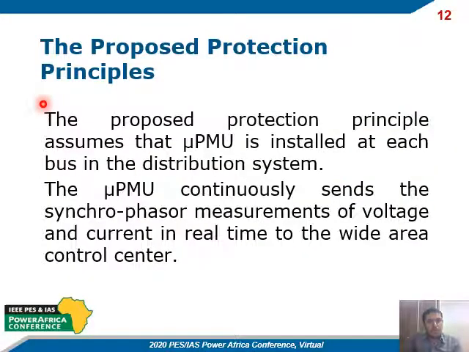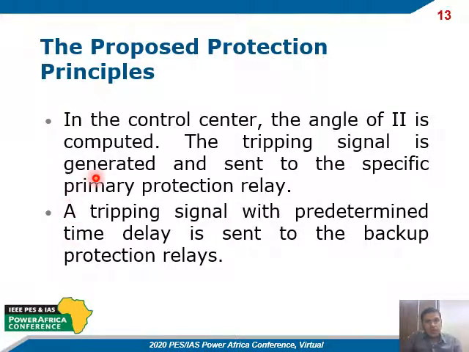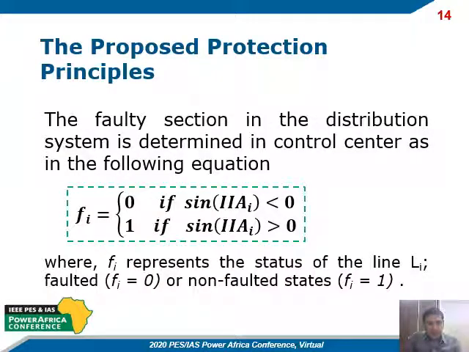Now, about the principles of the proposed protection scheme, it is assumed that a micro-PMU is already installed at each bus in the distribution system, and the micro-PMU continuously sends synchrophasor measurements of voltage and current in real time to the wide area control center. In the control center, the integrated impedance angle is calculated and the tripping signal is generated and sent to the specific primary protection relay without time delay, and the tripping signal with a predetermined time delay is sent to the backup protection relay.